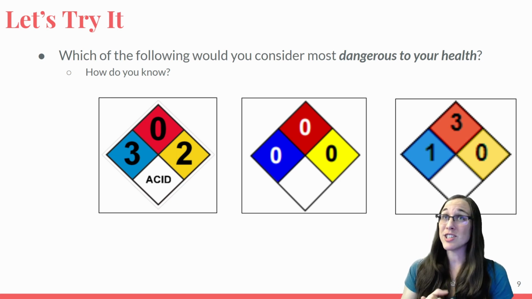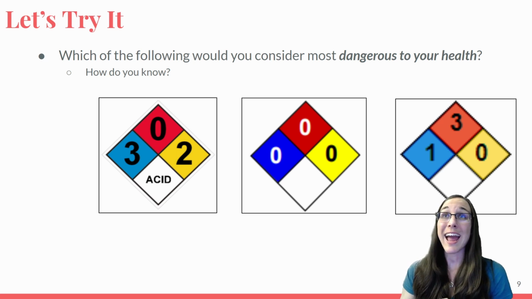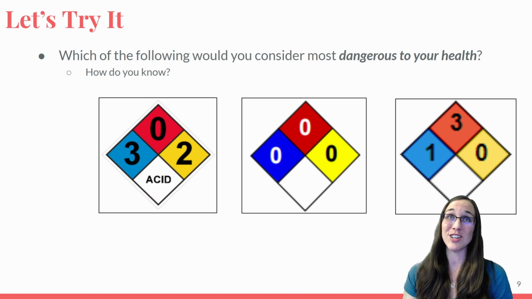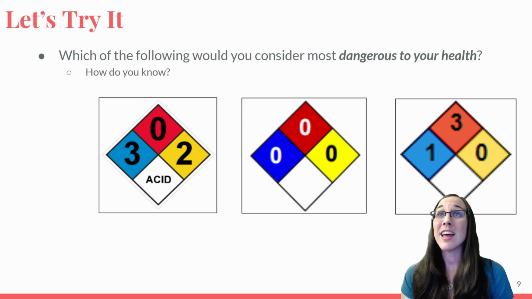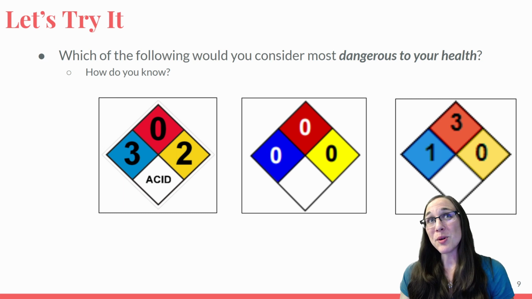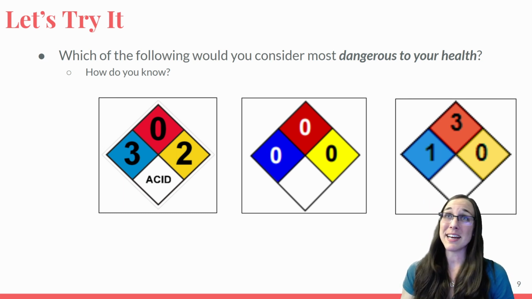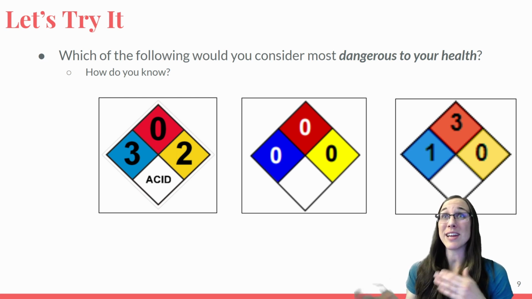If you're curious what each of these are, that first one is sulfuric acid. Sulfuric acid is, yes, in fact, very dangerous to your health. I wouldn't suggest getting it on your skin. It is corrosive. And notice that the white area says acid in it. Kind of a dead giveaway that it's an acid. It's not flammable, but it is reactive. If you mix sulfuric acid with water, it does heat up. It's an exothermic reaction. It releases quite a bit of heat. So it does have a reaction with water.